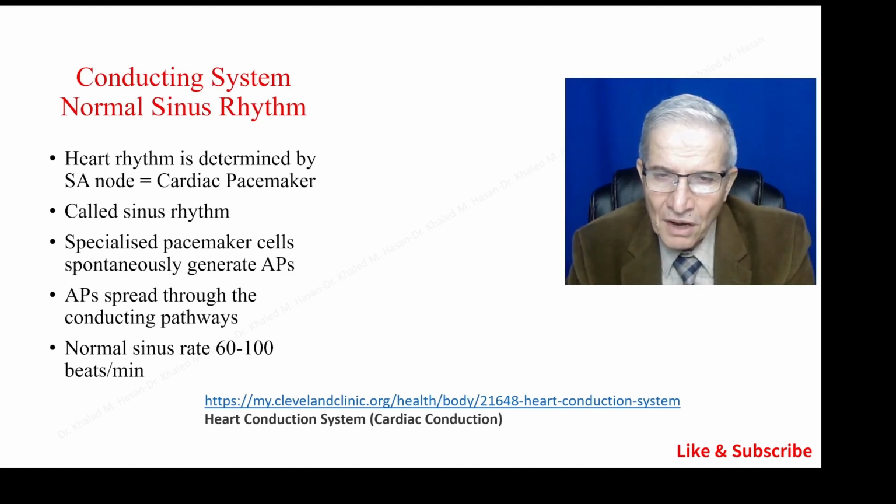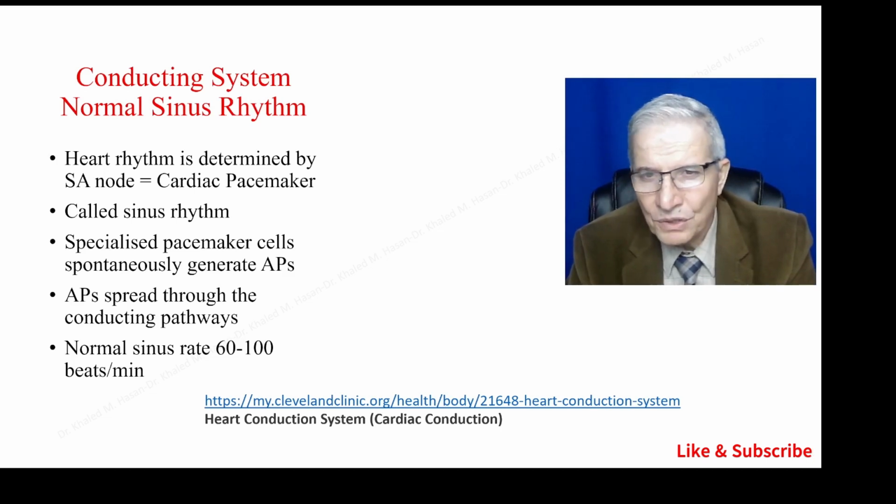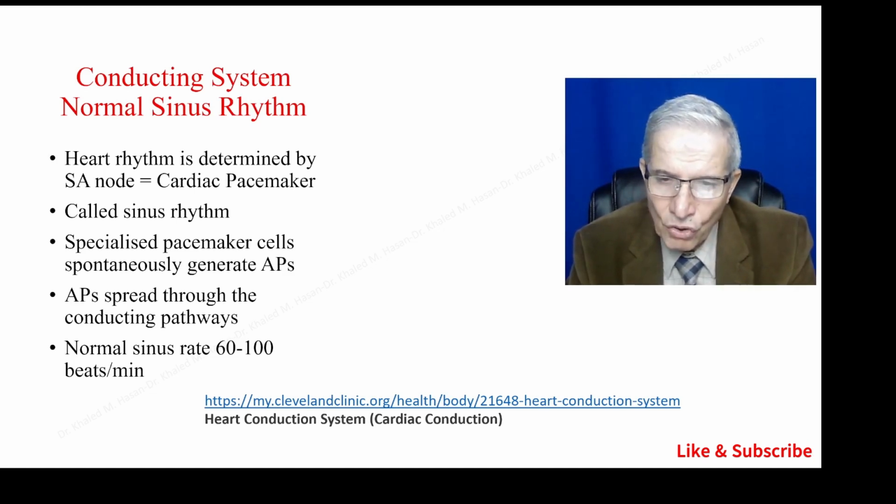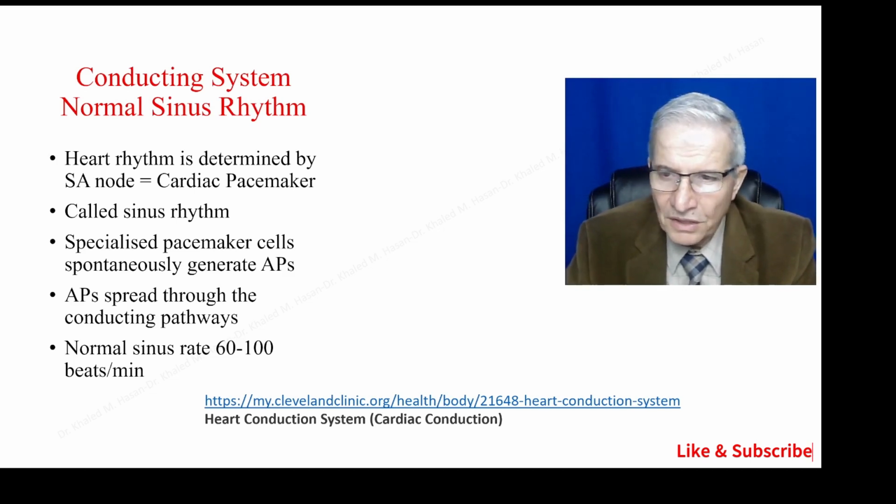If the heart rate is less than 60, we call this bradycardia. If the heart rate is above 100, we call this tachycardia. So we have a normal sinus rhythm between 60 and 100; above 100 we call it tachycardia, and less than 60 we call it bradycardia.